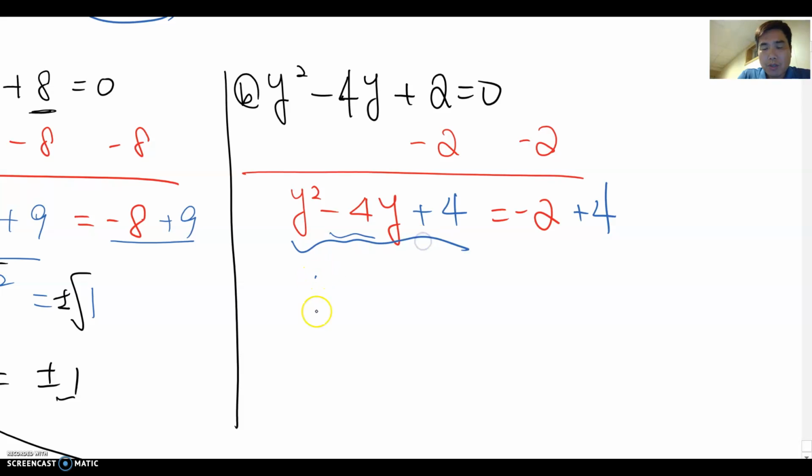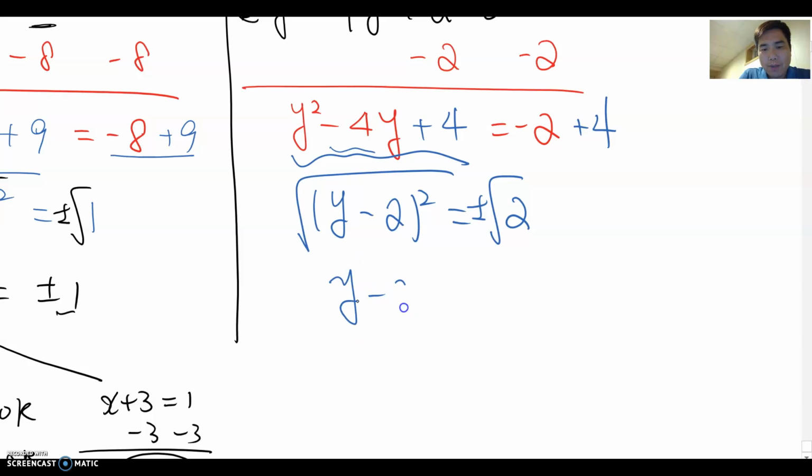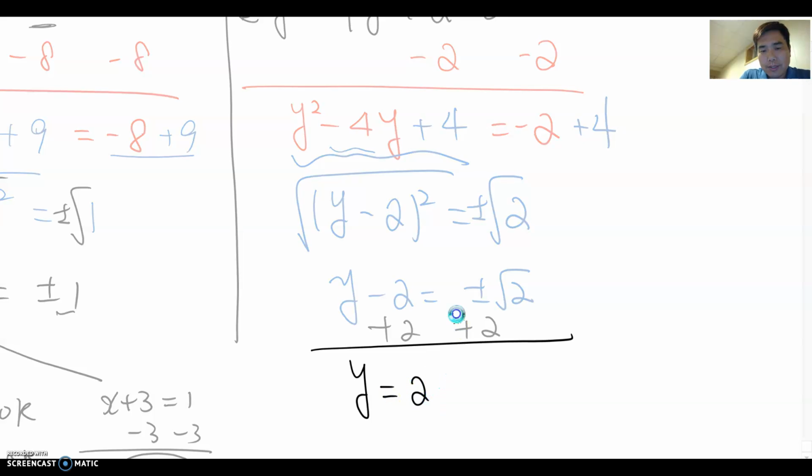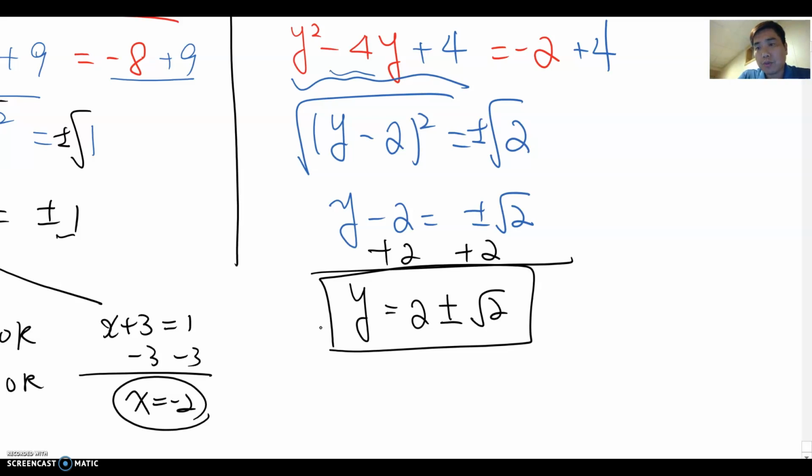If you factor this one, it comes out (y minus 2) squared equals 2 here. So you square root both sides. Don't forget plus and minus. Then this becomes y minus 2 equals plus or minus root 2. So you add 2 to both sides so that we can isolate the y term. Then y equals 2 plus or minus root 2 here. This time we leave the answer as y equals 2 plus or minus root 2 because 2 is rational and root 2 is irrational. You cannot combine them with each other. Okay? That's the reason that should be the answer for this problem.